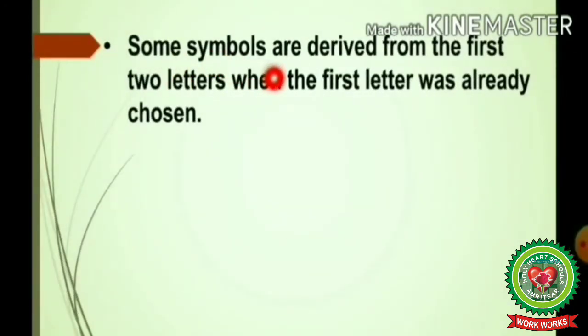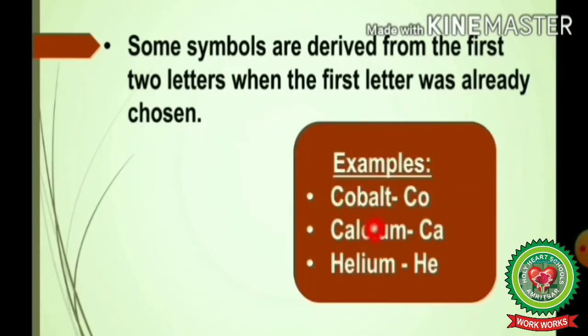Some symbols are derived from the first two letters when the first letter was already chosen. For example, the symbol of cobalt is Co, the symbol of calcium is Ca, and the symbol of helium is He.